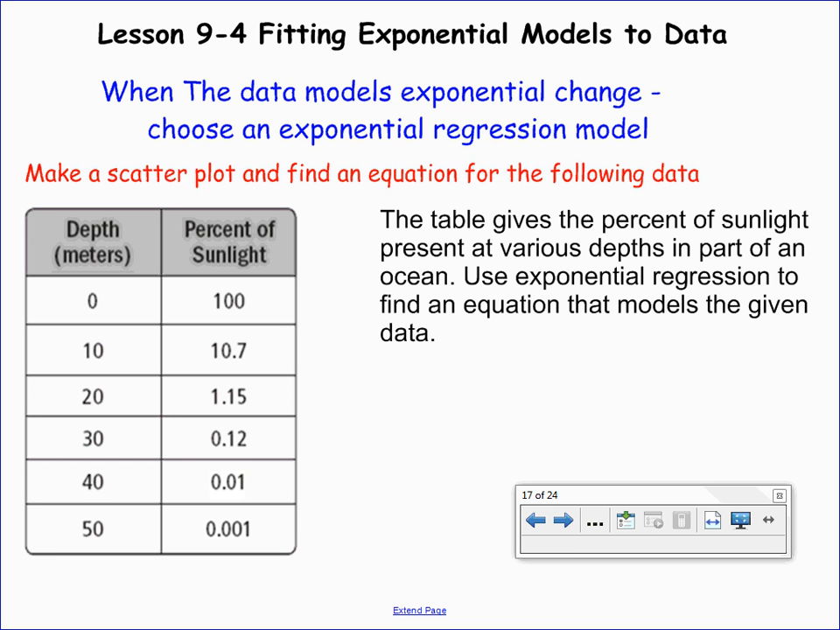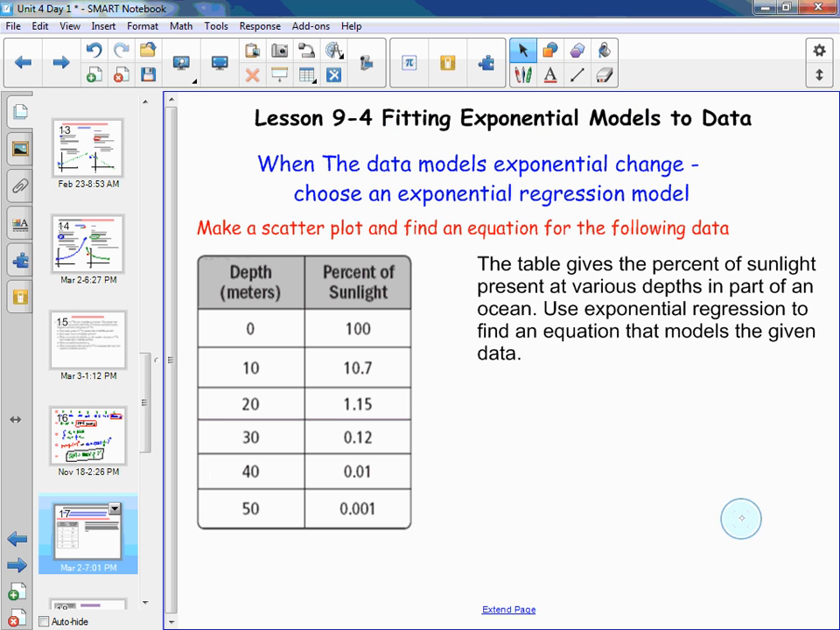So everybody, the table gives the percent of sunlight present at various depths as part of an ocean. Use exponential regression to find an equation that models the given data. So it looks like we're given the percent of sunlight that reaches a depth in meters beneath the surface. And so what's happening to the amount of sunlight as our depth increases? As our depth increases, less and less percent of the sun's rays are reaching you. That makes sense, right? So let's go ahead and enter this in our graphing calculator.